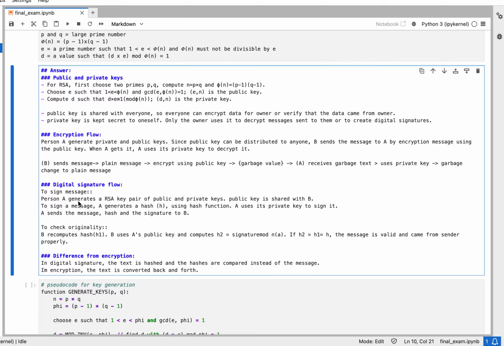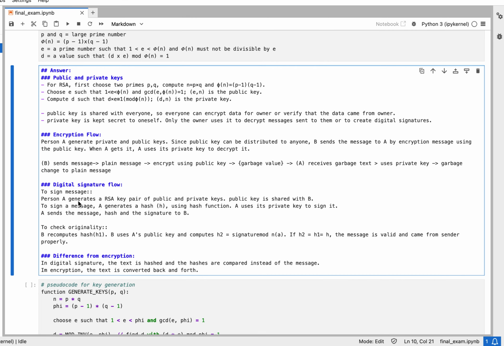In this way, the message is not decrypted or anything, but only the hashes are compared in order to know that the original text is the same. This helps in knowing that the message is valid, and it actually came from the sender.